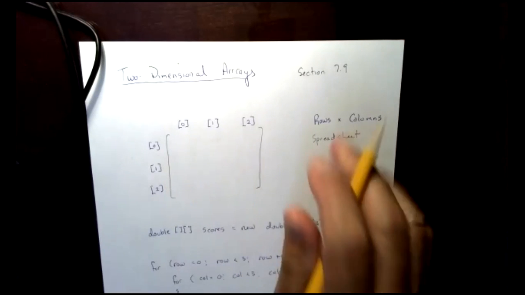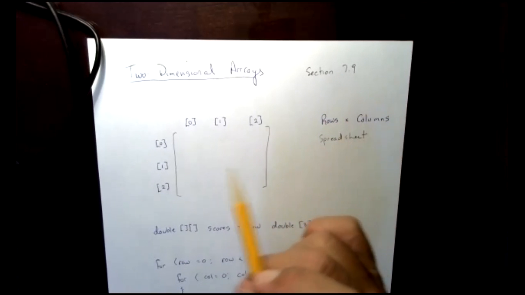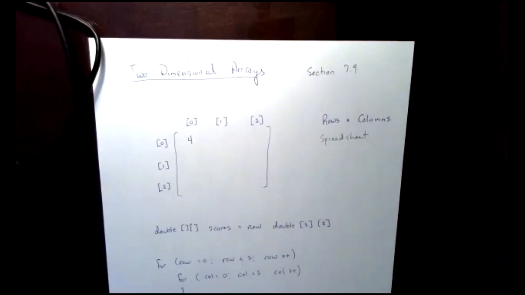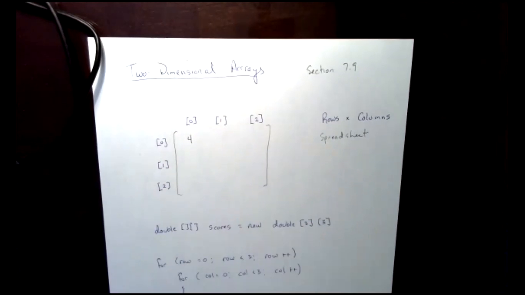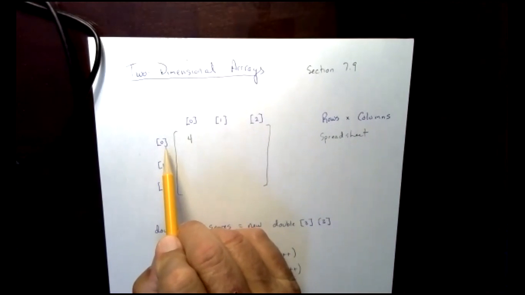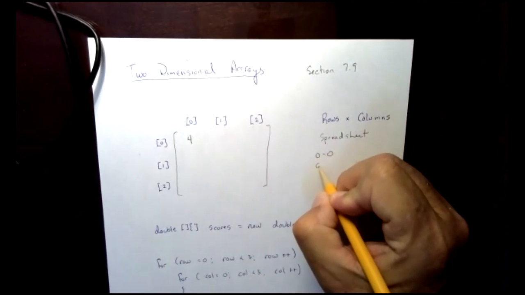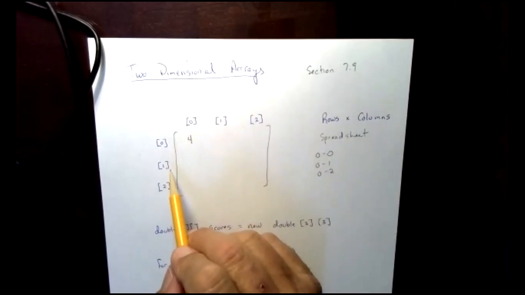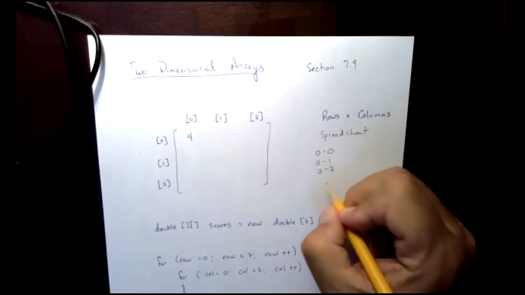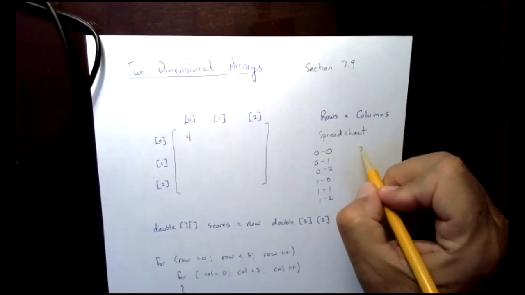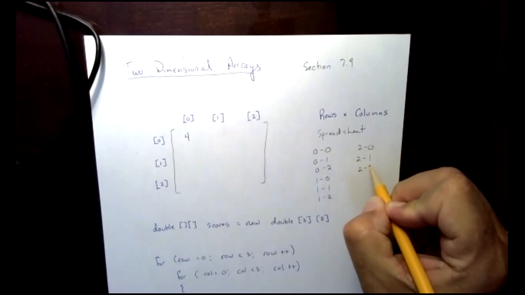I could start to fill in from left to right what might be an array. It would be row 0, column 0, and I could put in the number 4 to store there. Row 0, column 1. So I could go through this whole row: 0,0, 0,1, 0,2. Then I would move to the next row: 1,0, 1,1, 1,2. And finally to the last row: 2,0, 2,1, and 2,2.